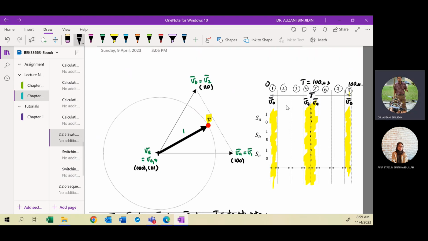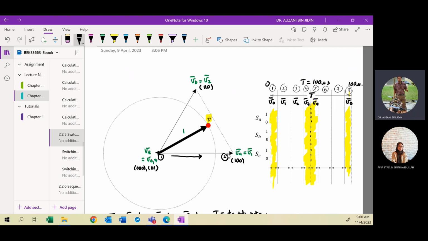So how about the second interval? In this case, you have to choose VA. For sector number 1, when the space vector is located in sector number 1, the second interval you must choose V1, V1 as VA. Then the third interval, V2. Okay. So for one sampling period, at the beginning, the modulator will choose the V0 vector first. So it will start here, right? Then it will jump to V1, number 2, the second interval.